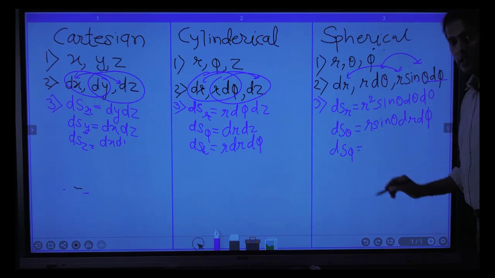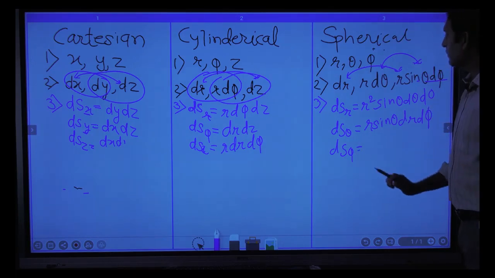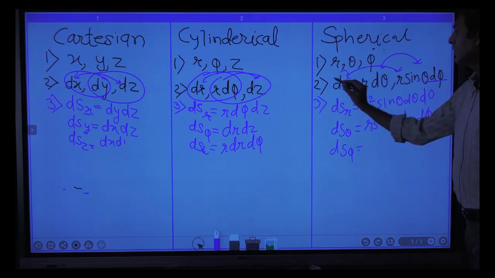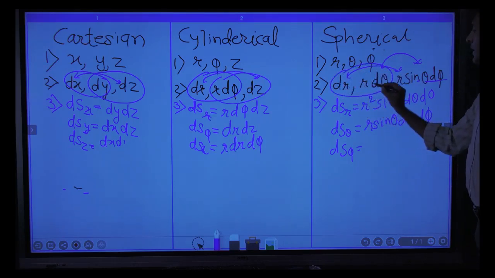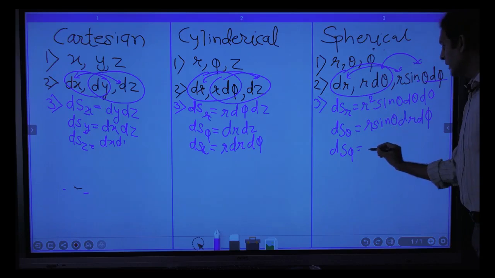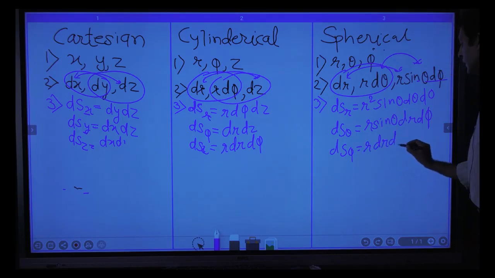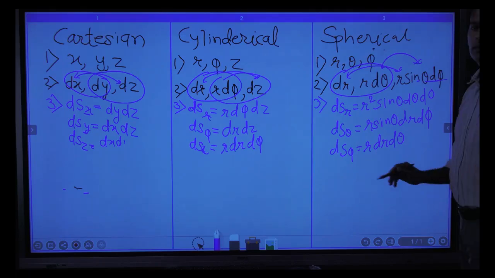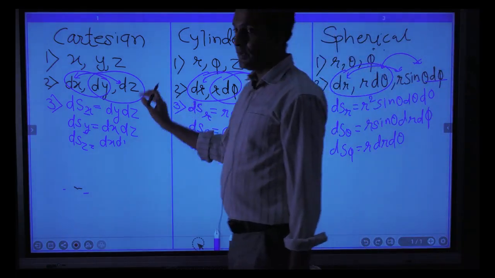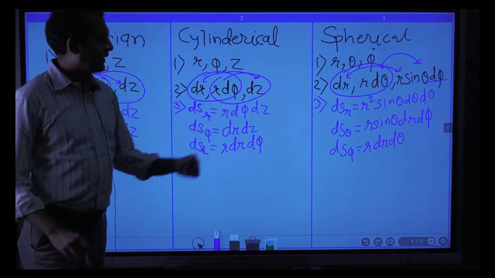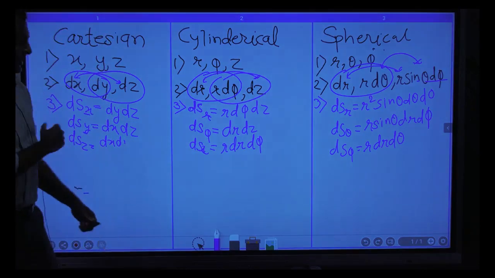The third one is dS_φ. So the product of the remaining two, dr and r dθ. So it is the simplest one. We will write r dr dθ. So here we can see, by remembering the differential length elements, we can remember the differential surfaces.